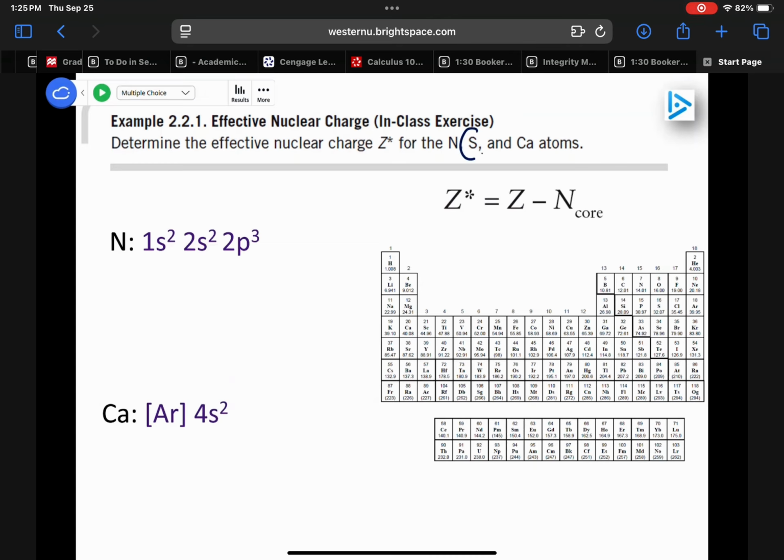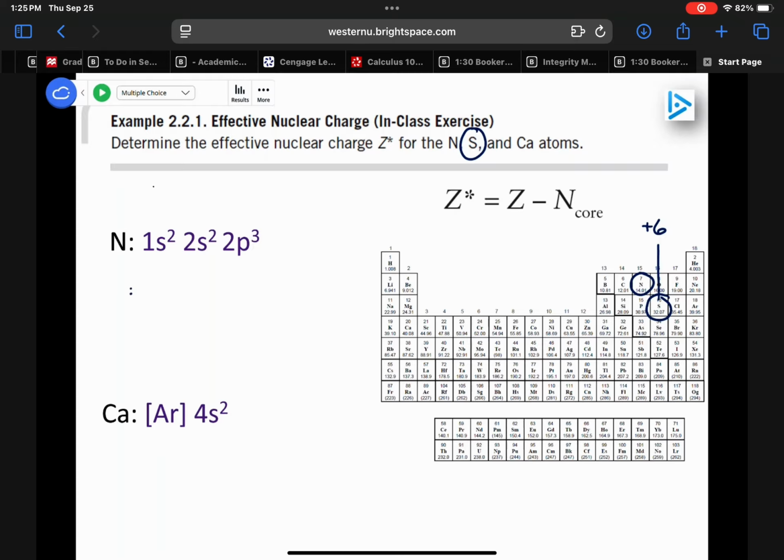We've just started this example. Determine the effective nuclear charge, or Z star, for nitrogen, sulfur, and calcium. We've already identified sulfur had a plus 6 effective nuclear charge. Now we're going to compare that to the other elements here. What about nitrogen? Well, nitrogen is here on the periodic table.